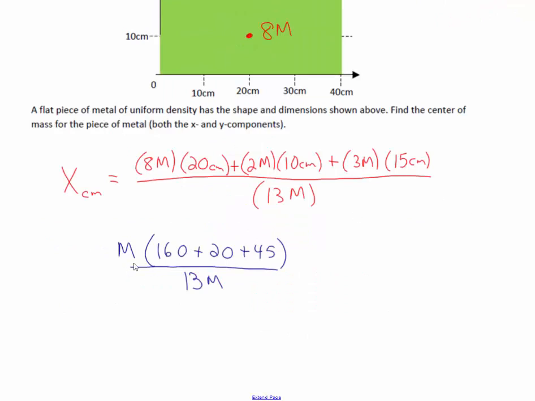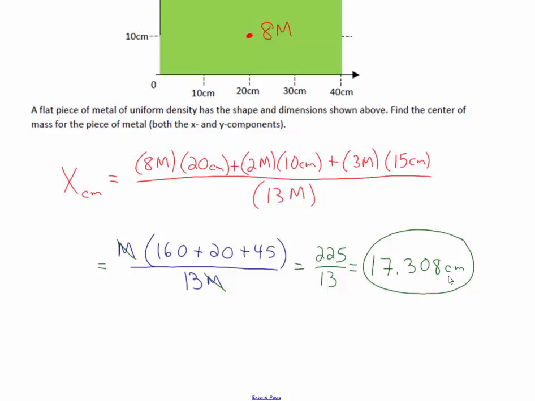And so factoring an m out, we have m times 8 times 20 is 160, 2 times 10 is 20, 3 times 15 is 45. So we have m times 160 plus 20 plus 45 all over 13m. We can divide out those m's, and we have 225 over 13, which is 17.308 centimeters. So that's the x coordinate of the center of mass.